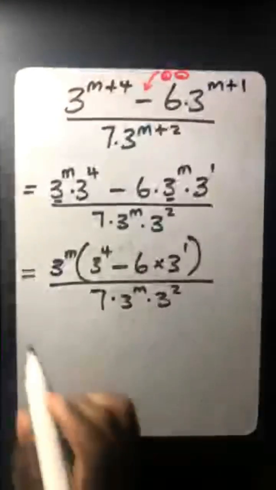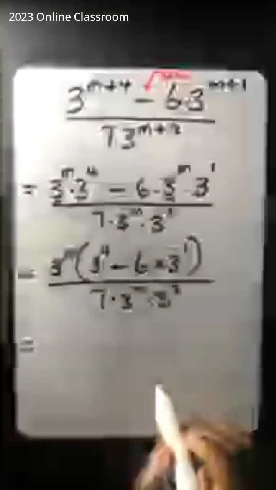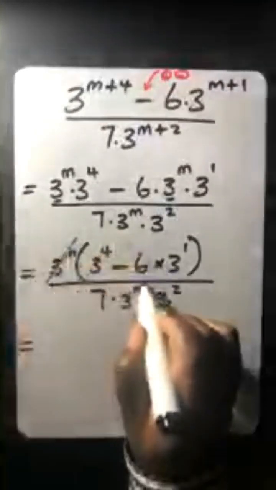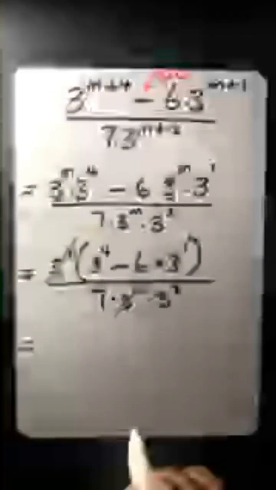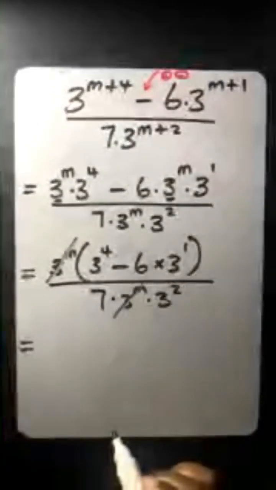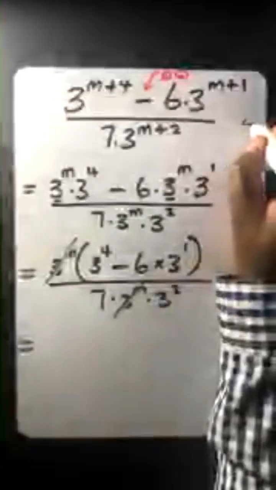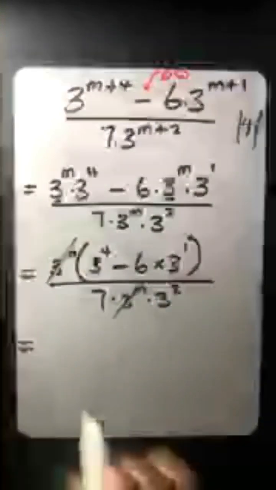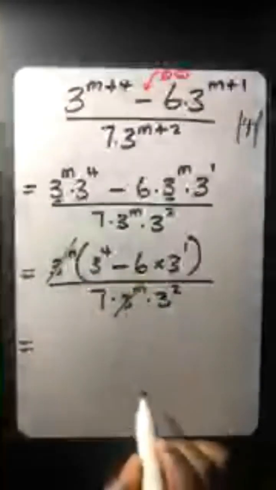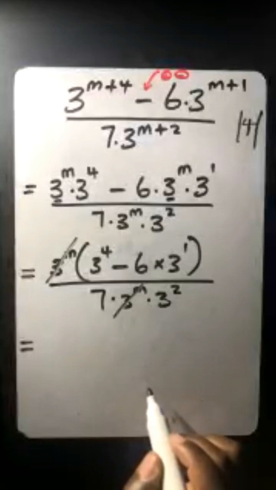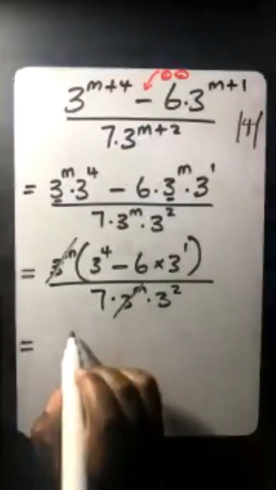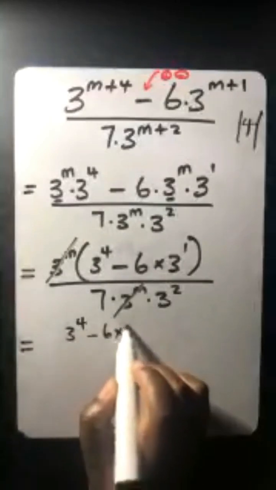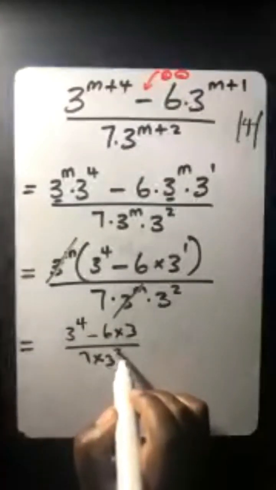So can you guys see? I've taken out that as a common factor. Why did I do that? It's because I knew it was going to cancel each other out. Remember, this is an exam question that was allocated 4 marks. So for this type of question, you expect 4 marks. Now I've removed the part having a letter. I'm now just having the numbers, which is 3 to the exponent 4 minus 6 times 3 over 7 times 3 to the exponent 2.